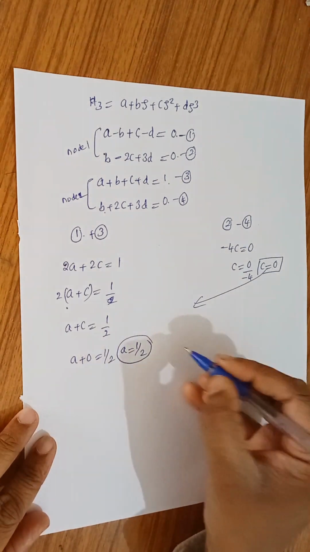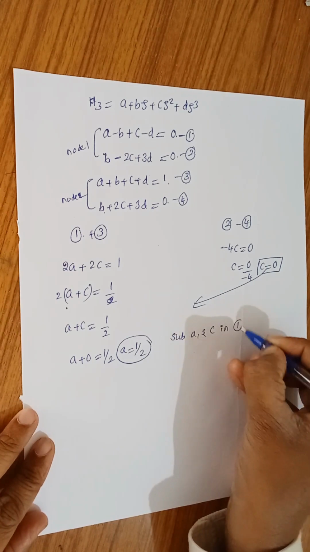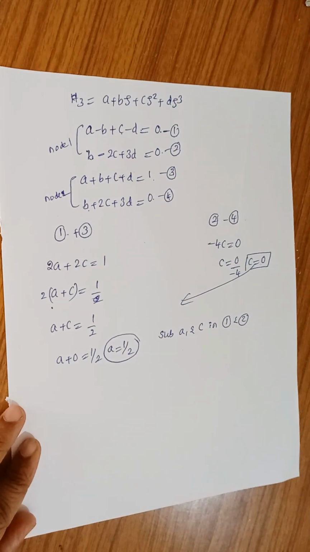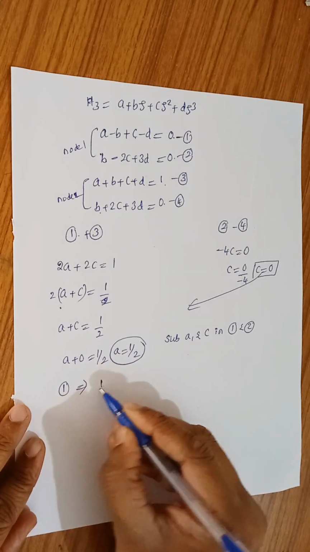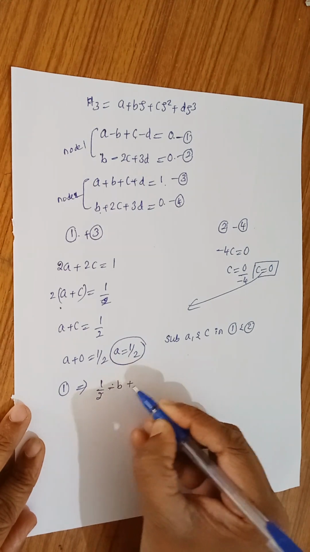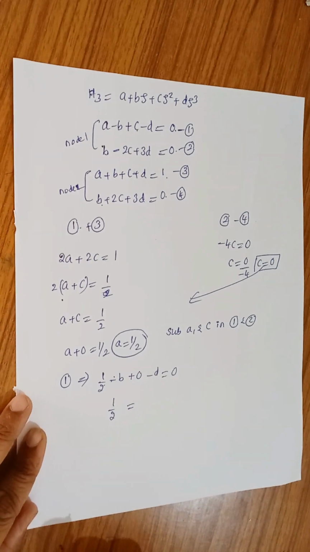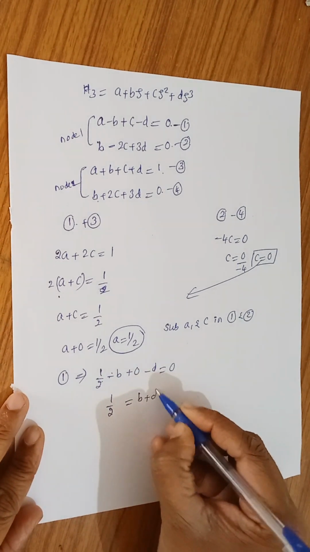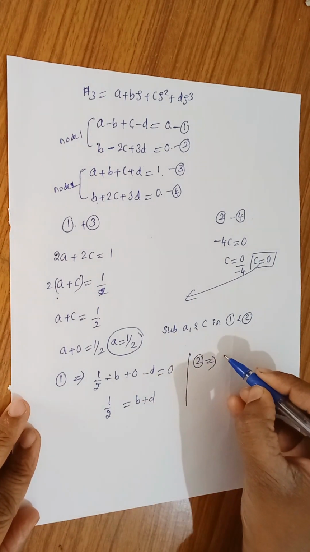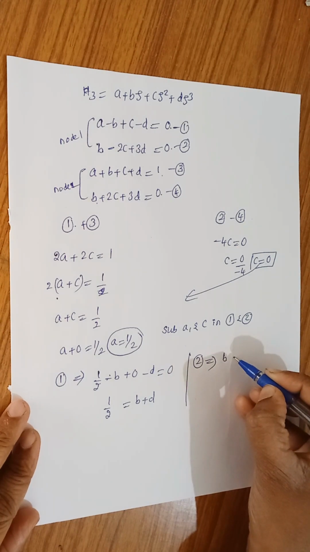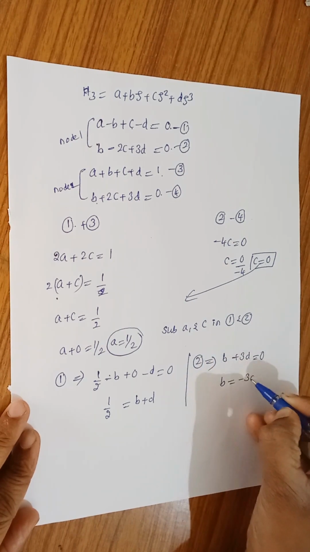Now let's substitute the values of a and c in equation number 1 and equation number 2. Equation 1 implies half minus b plus 0 minus d equal to 0. I'm going to get half equal to minus b minus d. If it goes to the other side, I'm going to get plus b and plus d. Similarly, equation 2 implies b minus 2 into c, which is 0 directly, plus 3d equal to 0, or I can put b equal to minus 3d.